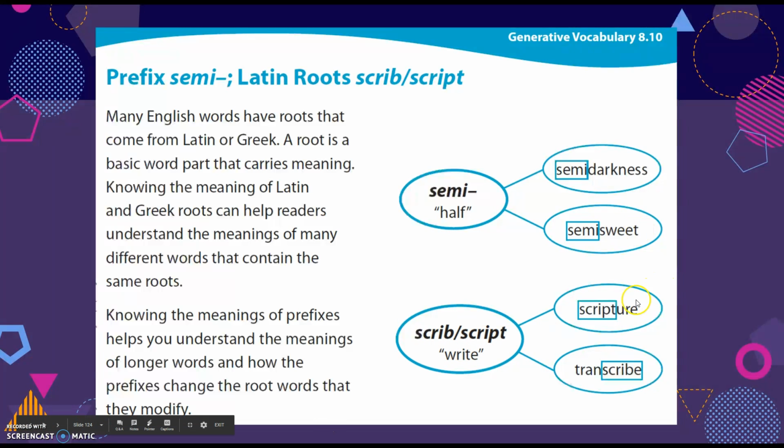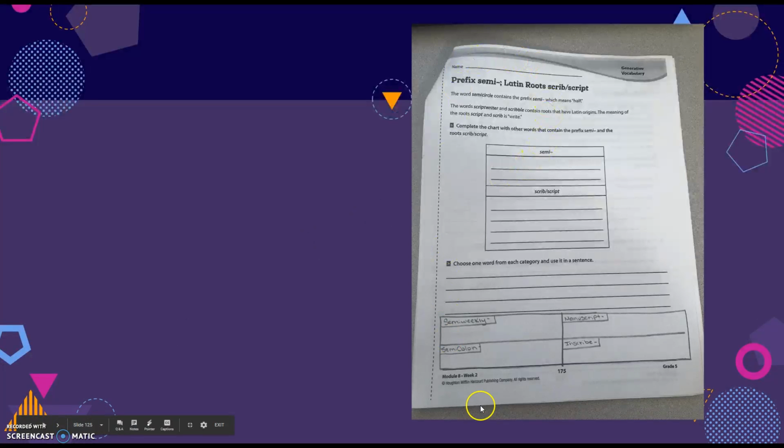For scrib and script, these are the Latin root words. So scripture is a type of writing, and to transcribe means you are taking something that someone is speaking and you are writing it down on a piece of paper. So how do these prefixes and root words affect the word? That's the question you're going to be answering when you fill out this paper.